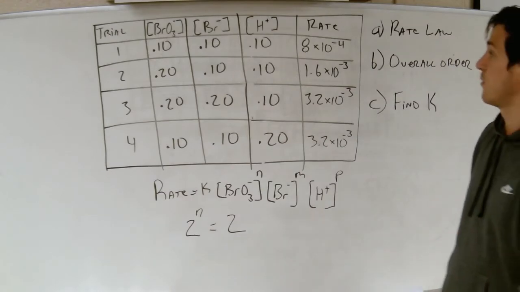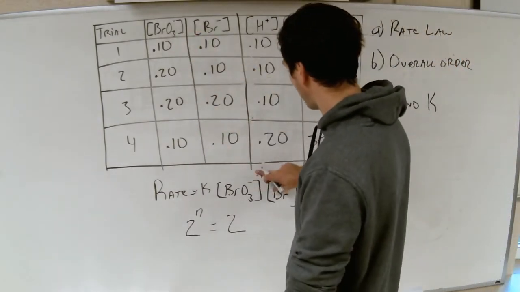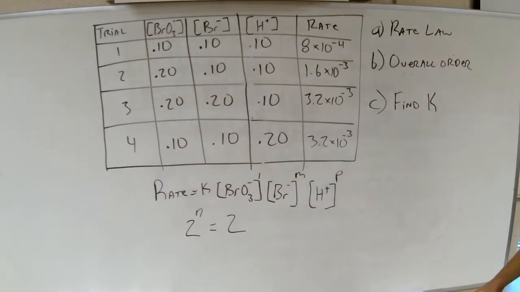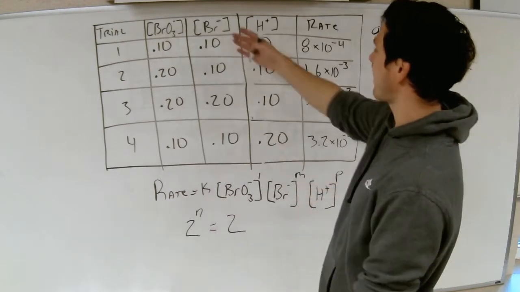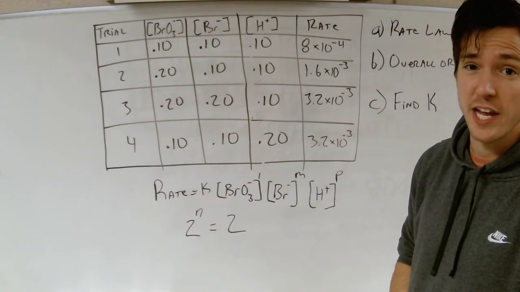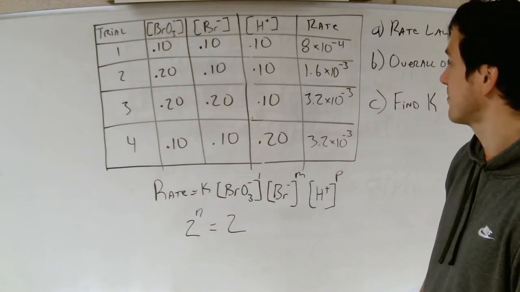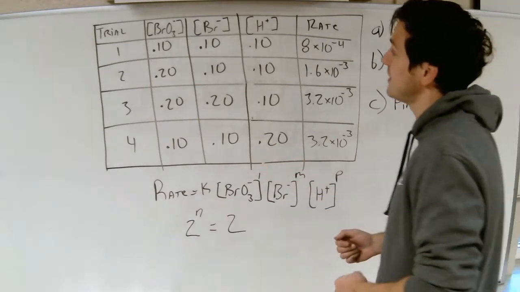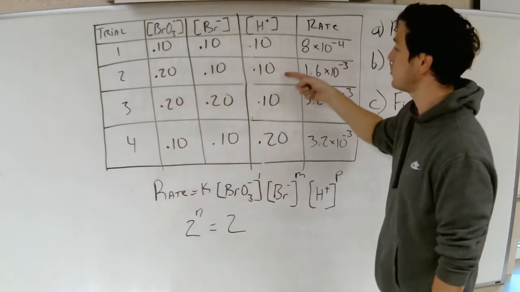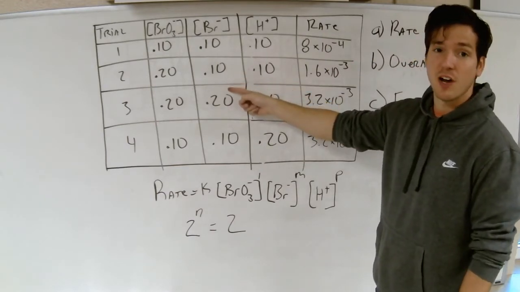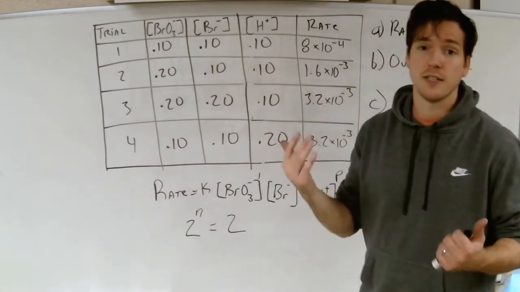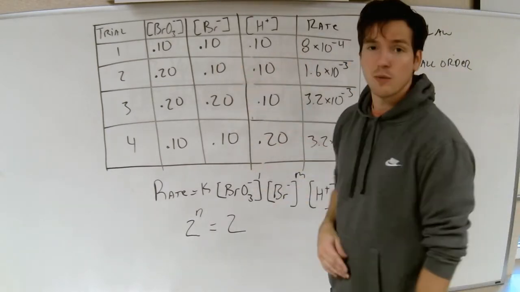So that must mean that with respect to bromate, this is first order. Okay. Let's go ahead and look at Br minus. Let's try to find 2 trials for Br minus where BrO3 minus didn't change and H plus didn't change. Well, I'm looking here, and I see that in trial 2 and 3, bromate didn't change and H plus didn't change, but Br minus did. So I know that in trial 2 and 3, bromate and hydrogen didn't affect the rate, only bromine did.